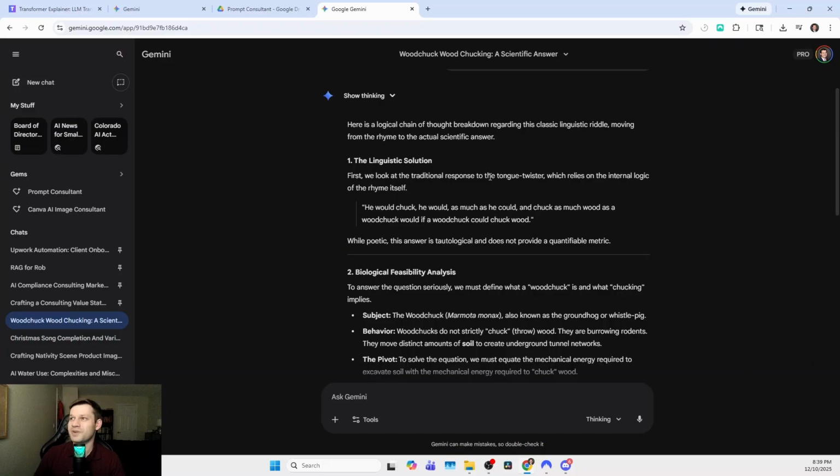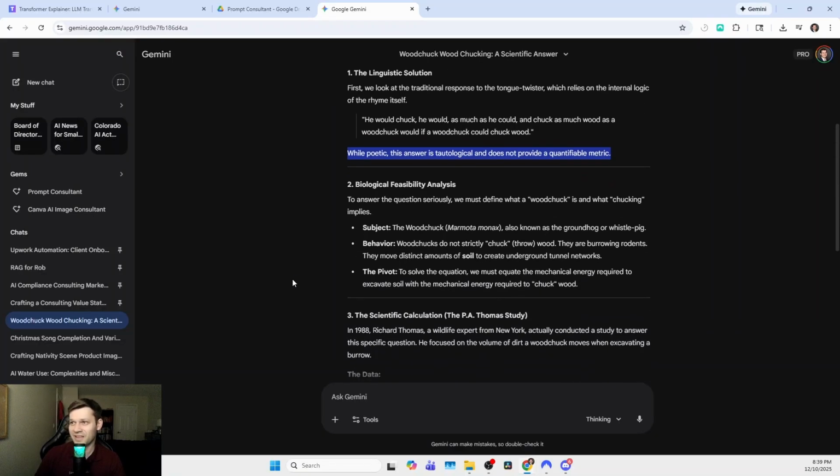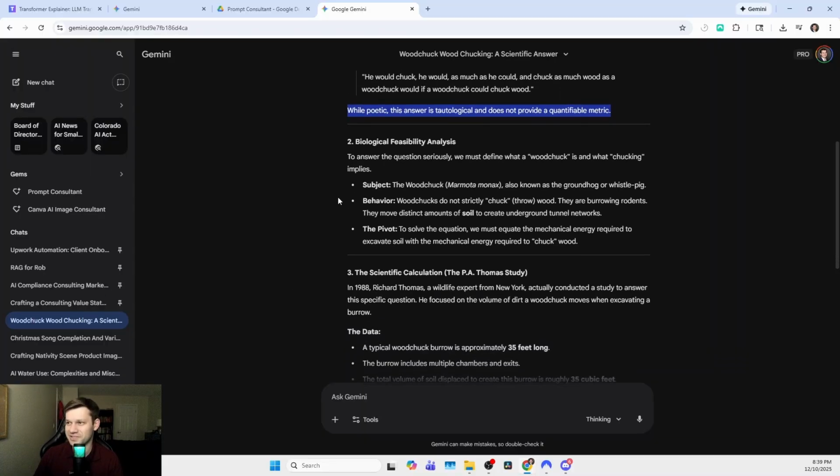First, we look at the traditional response to the tongue twister, which relies on the internal logic of the riddle itself. He would chuck as much wood as a woodchuck would, if a woodchuck could chuck wood. The more poetic answer is tautological and does not provide a quantifiable metric. I love that. That could have stopped there and I would have been happy. And then it goes to, okay, so biological physical analysis.